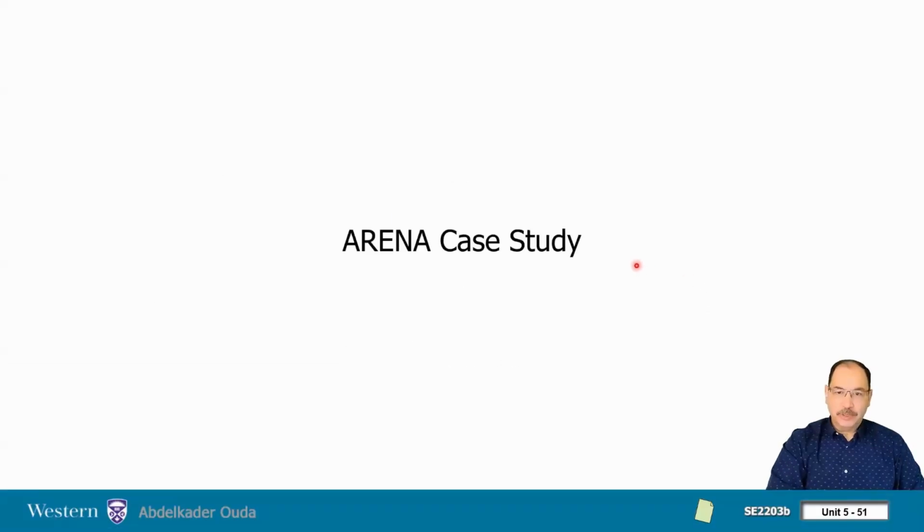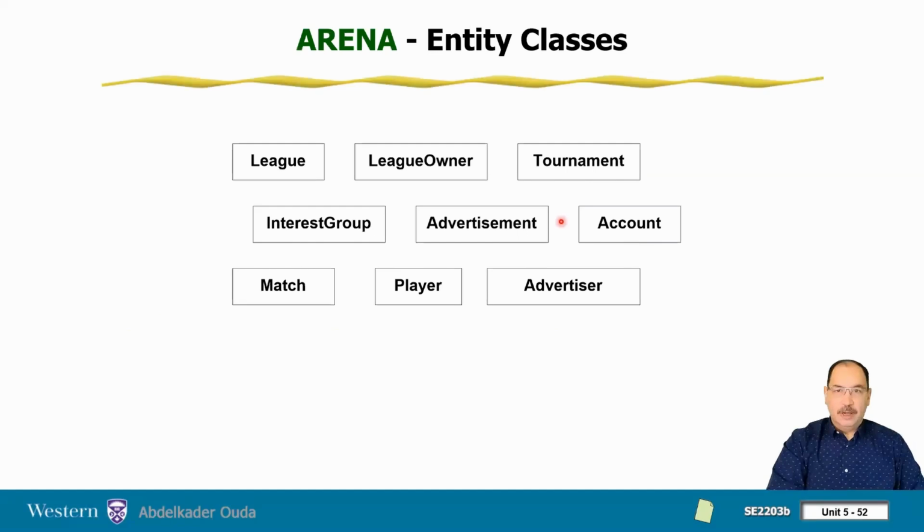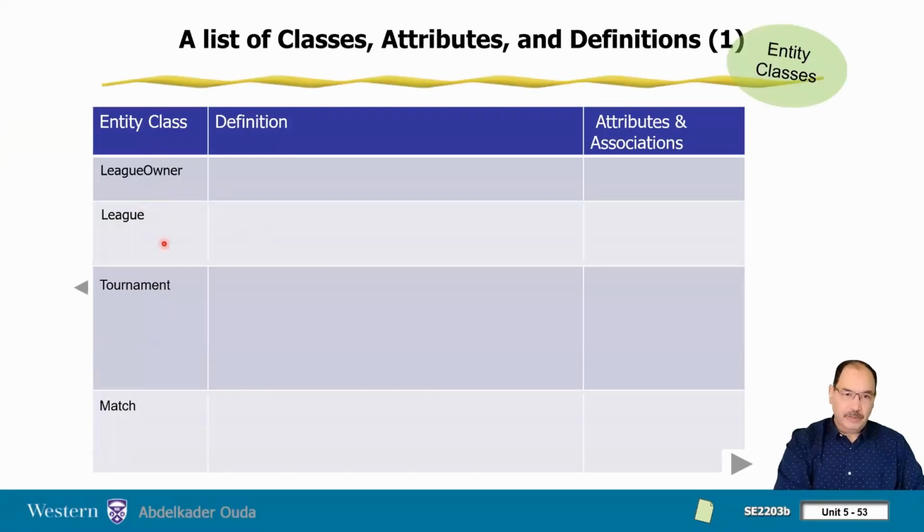Now we're still considering the arena case study, and let us now look at the entity classes. We are going to consider only entity classes in this analysis, and this is what we have identified earlier. We have a league owner, tournament, and the rest of the entities. What we need to do is write them in a table like this. So here are the entity classes we have identified.